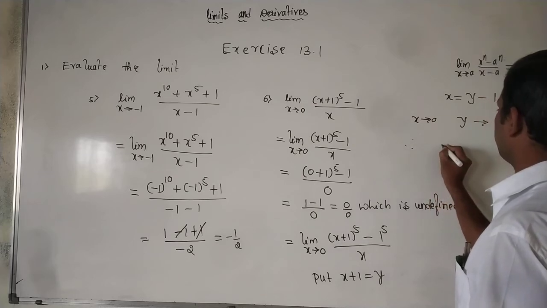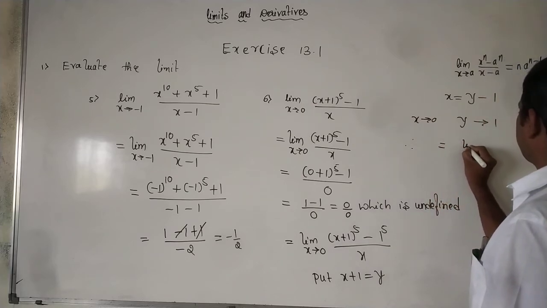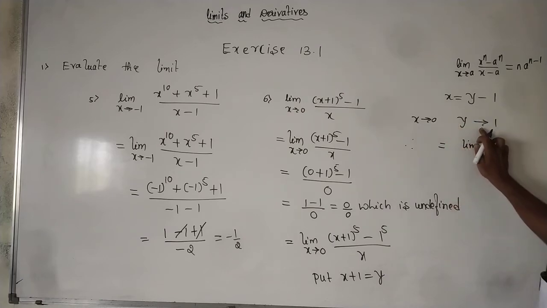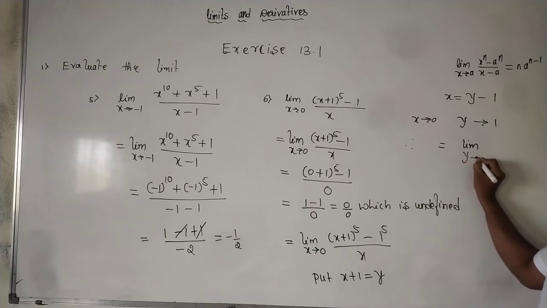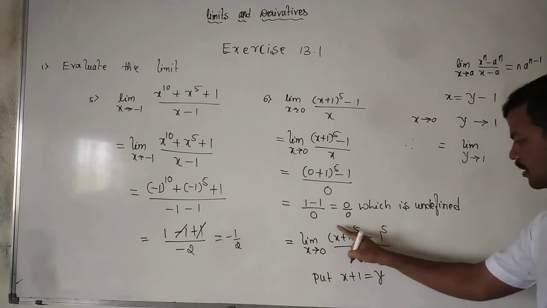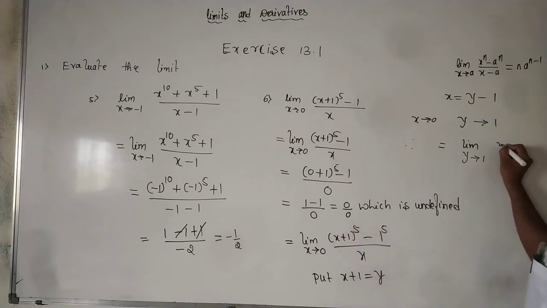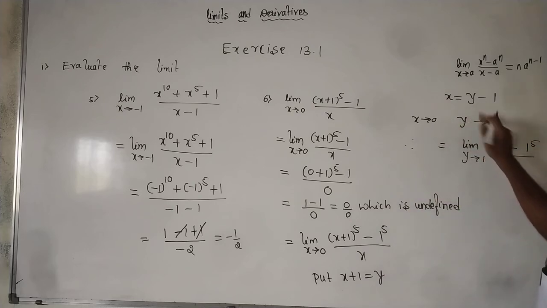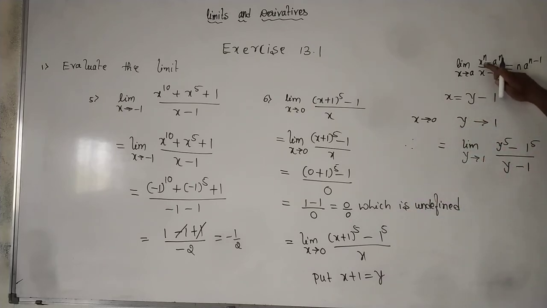Therefore, it equals limit. ಈಗ ಏನ್ ಬರೀಬೇಕ್ರಿ, x tends ಬರೆಯಂಗಿಲ್ಲ, ಯಾಕಂದ್ರೆ ಅವ್ರು ಚೇಂಜ್ ಮಾಡಿದ್ರು. y tends to 1. x plus 1 ಅಂದ್ರೆ ಏನು ತಗೊಂಡೇವಿ? y raised to 5 minus 1 raised to 5 divided by x ಅಂದ್ರೆ ಏನು ಬಂದೈತಿ? y minus 1. ನೋಡ್ರಿ, x ಇದ್ದಲ್ಲಿ y, n ಅಂದ್ರೆ 5, minus a ಇದ್ದಲ್ಲಿ 1.